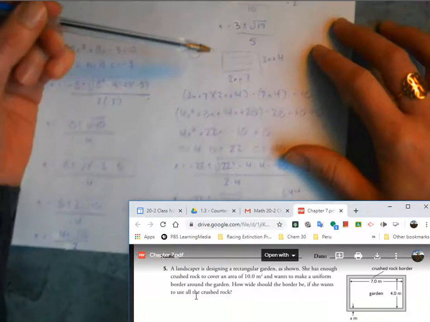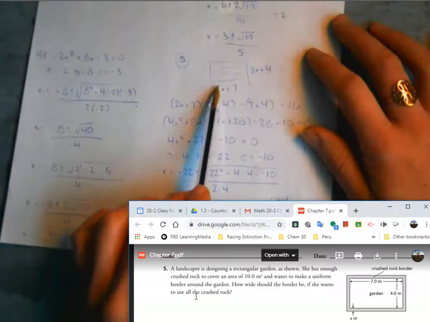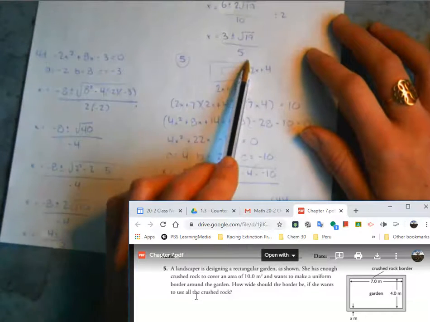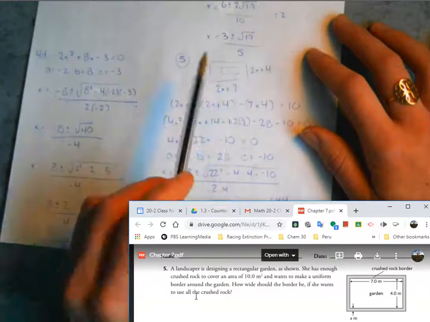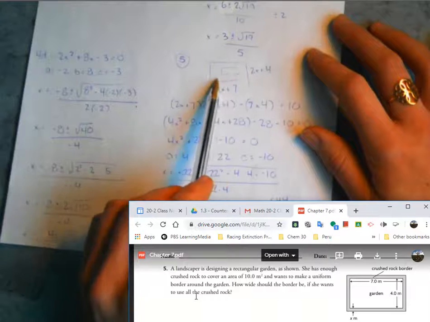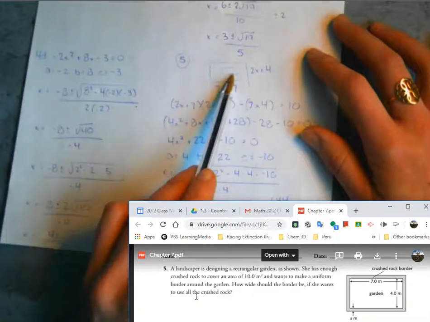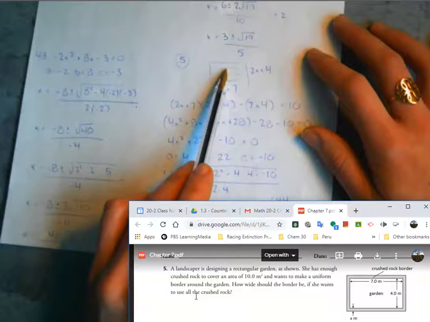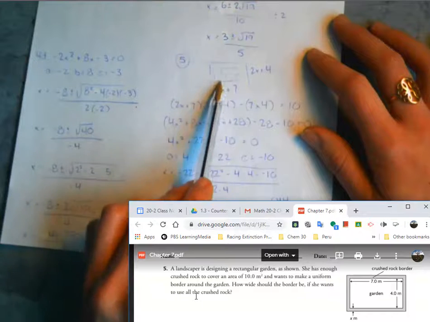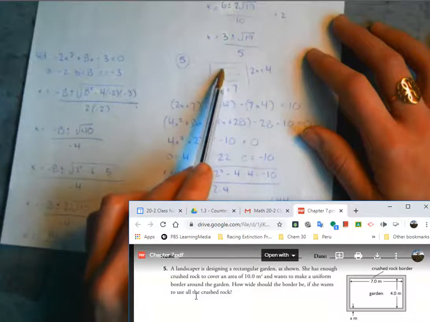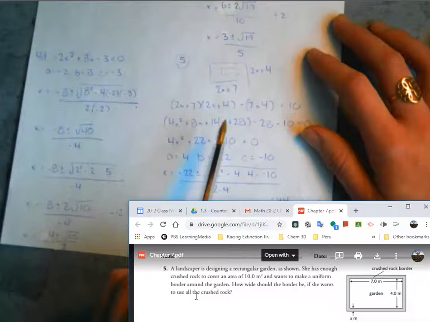So basically, you want to set up equations for the length and the width of this garden, but because you're looking for only the area of the frame or the border, you want to make sure that you subtract out the area. You're looking for the total area around here, but you need to subtract out the area of the center part that won't have the crushed rock in it.